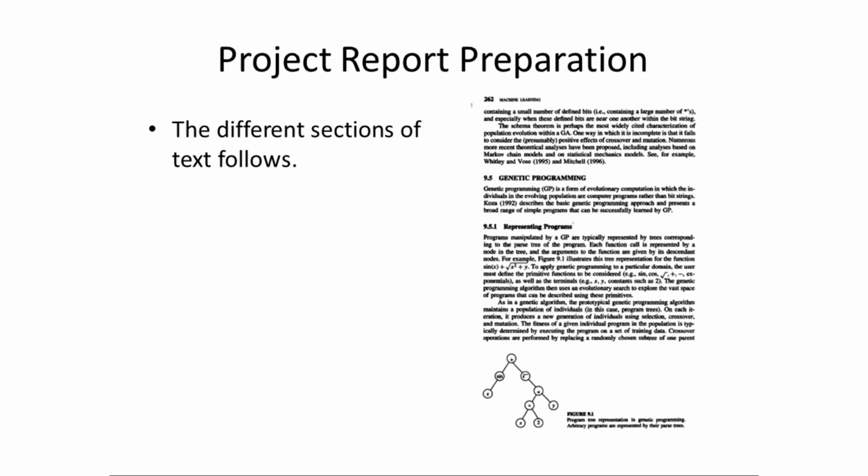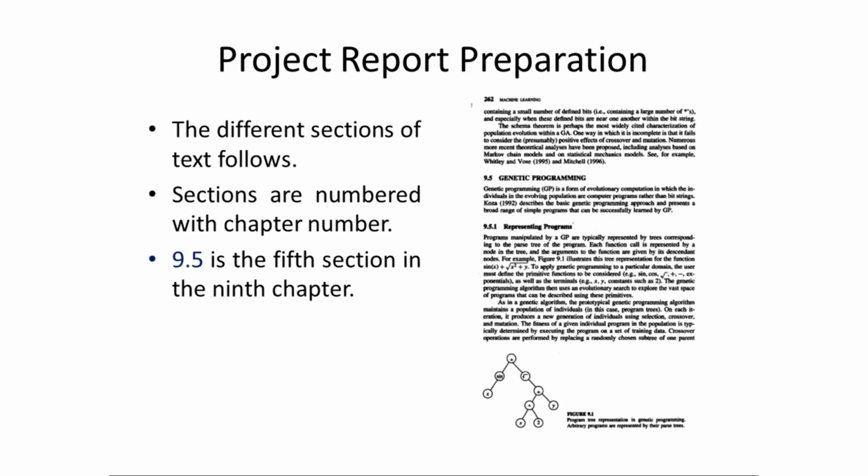For example, in the figure shown here, you see a section which is numbered as 9.5, genetic programming. And this section once again begins with an introductory paragraph. And then a subsection. A subsection once again begins with the first paragraph unindented and subsequent paragraphs indented. So this is a normal practice followed in any book or report.